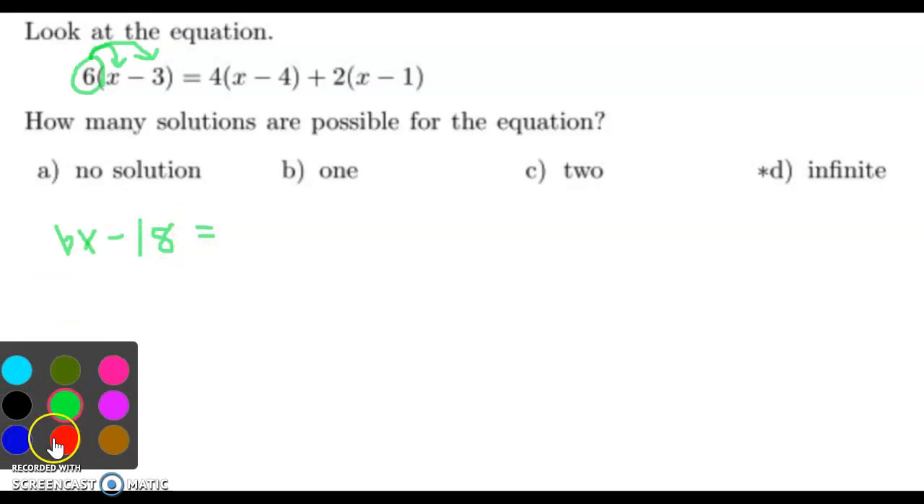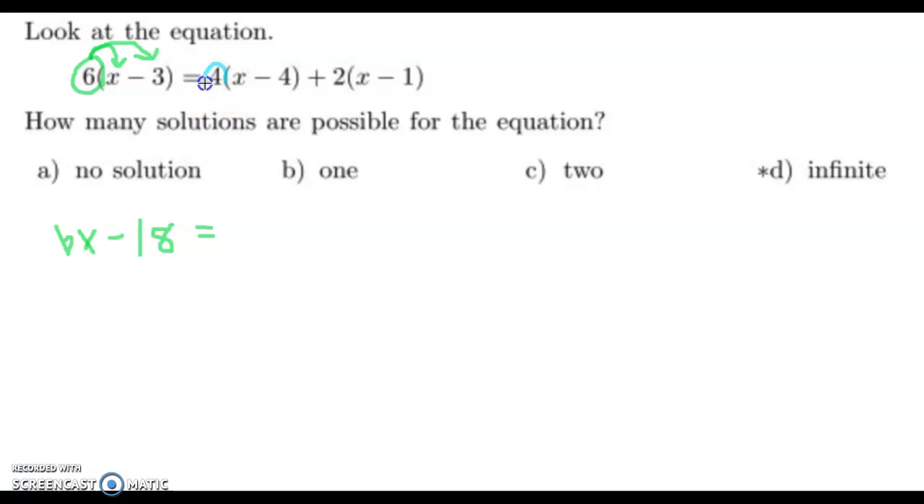I'm going to circle the next one in a different color just so you can see it. Circle that number in front of the parentheses. Multiply it by each term. 4 times x is 4x. And condensed. Positive times a negative is a negative, and 4 times 4 is 16.